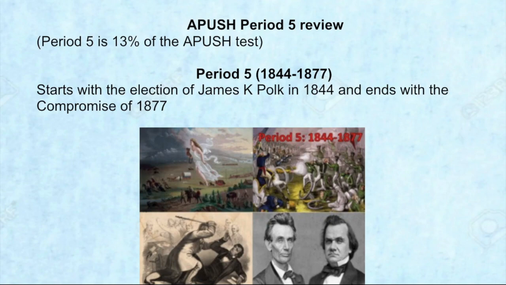This is a quick APUSH Period 5 review. Period 5 is 13% of the big APUSH test. Period 5 starts with the election of James K. Polk in 1844 and ends with the Compromise of 1877, which results in Rutherford B. Hayes winning the presidency.